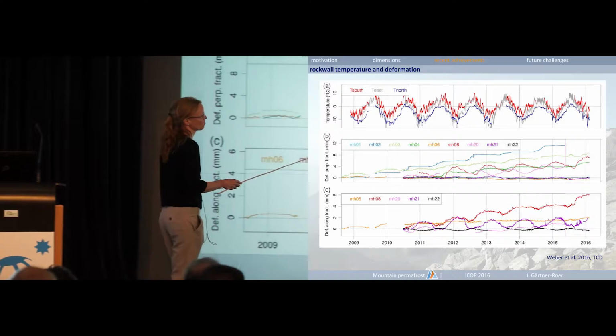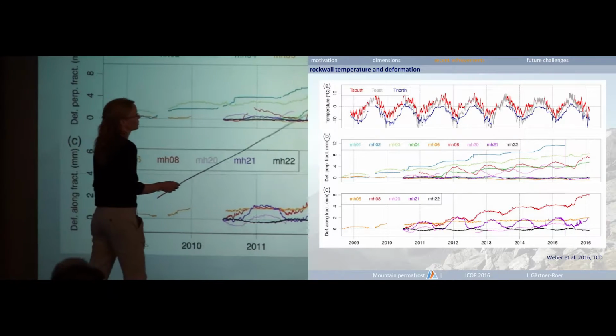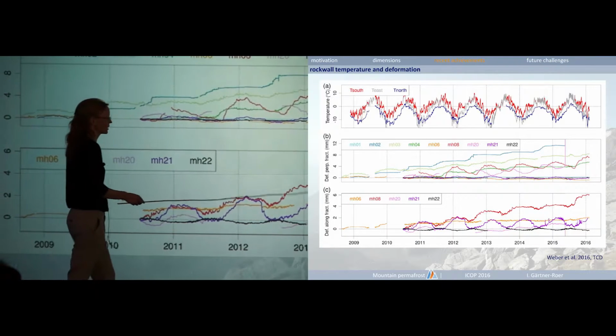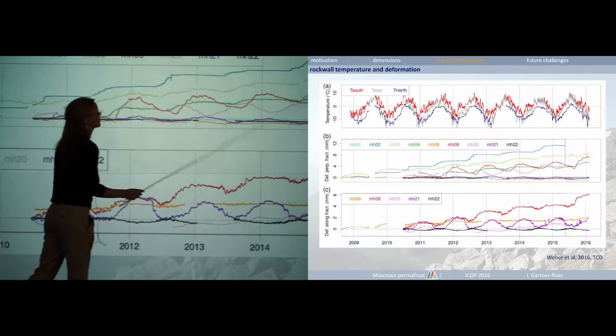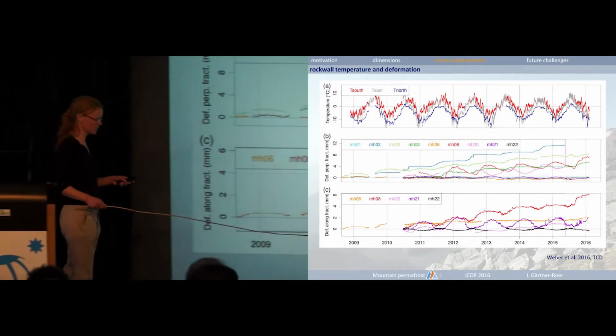Some of them show more or less no development. Some show the annual cycle, or the annual cycle here, but go back every time. And some show development in the opening of the fracture, which is nicely visible here.